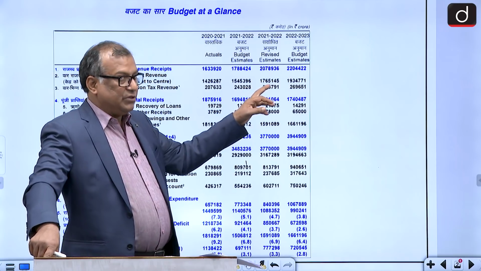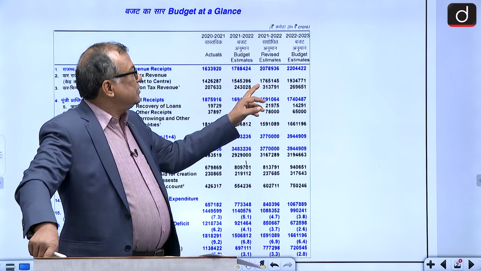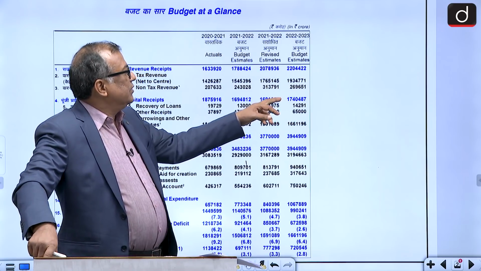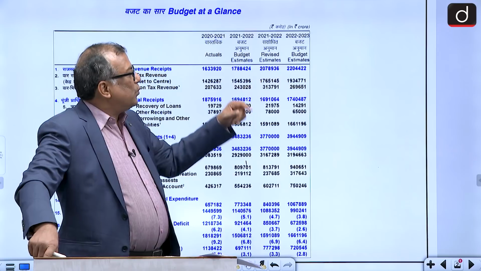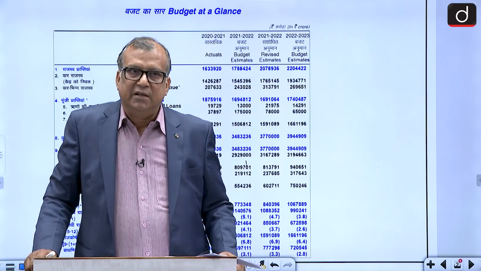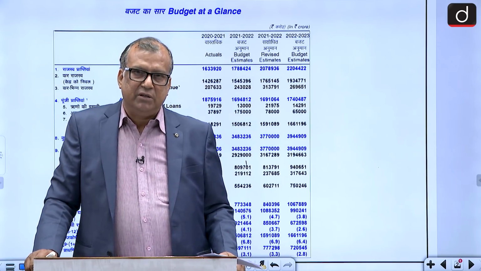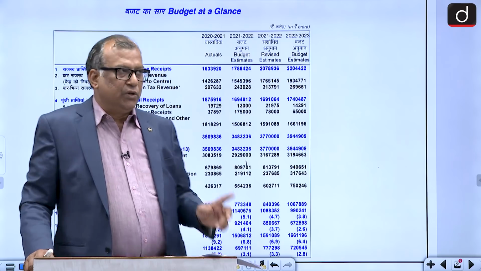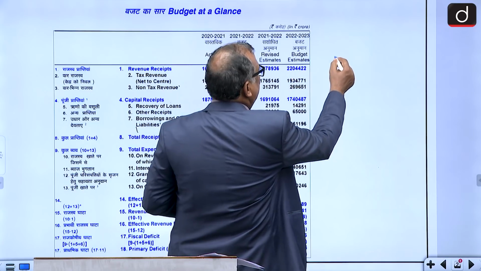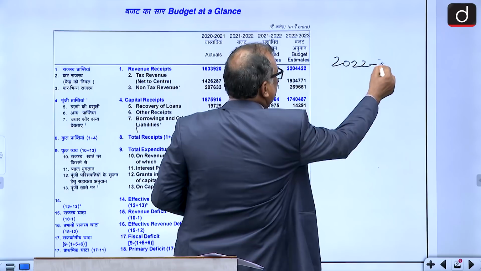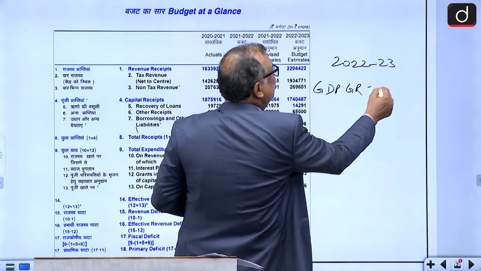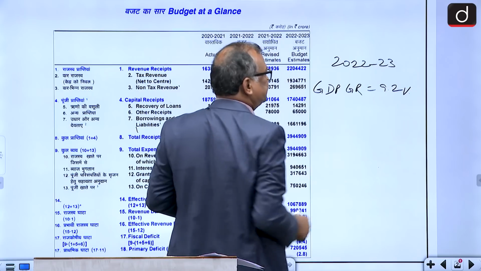Next year, for which the budget has been presented recently, the tax collection estimate is 19,34,000 crore rupees. So that is another 1.5 or 1.7 lakh crores of increase. The government hopes that our economic recovery will continue. So what the government is projecting is that next year, in 2022-23, our GDP growth rate is likely to be 9.2%.